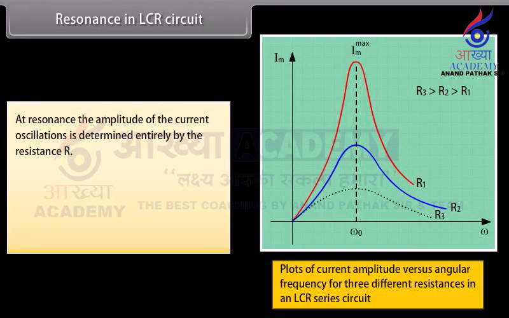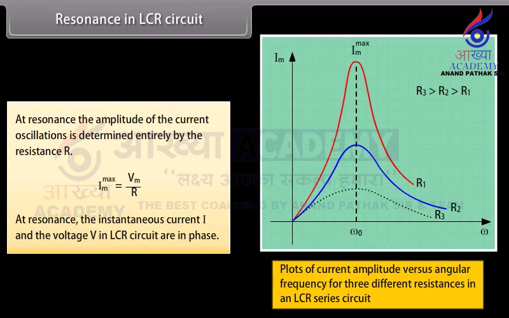At resonance, the amplitude of the current oscillations is determined entirely by the resistance R. Im max is equal to Vm upon R. At resonance, the instantaneous current I and the voltage V in the LCR circuit are in phase.